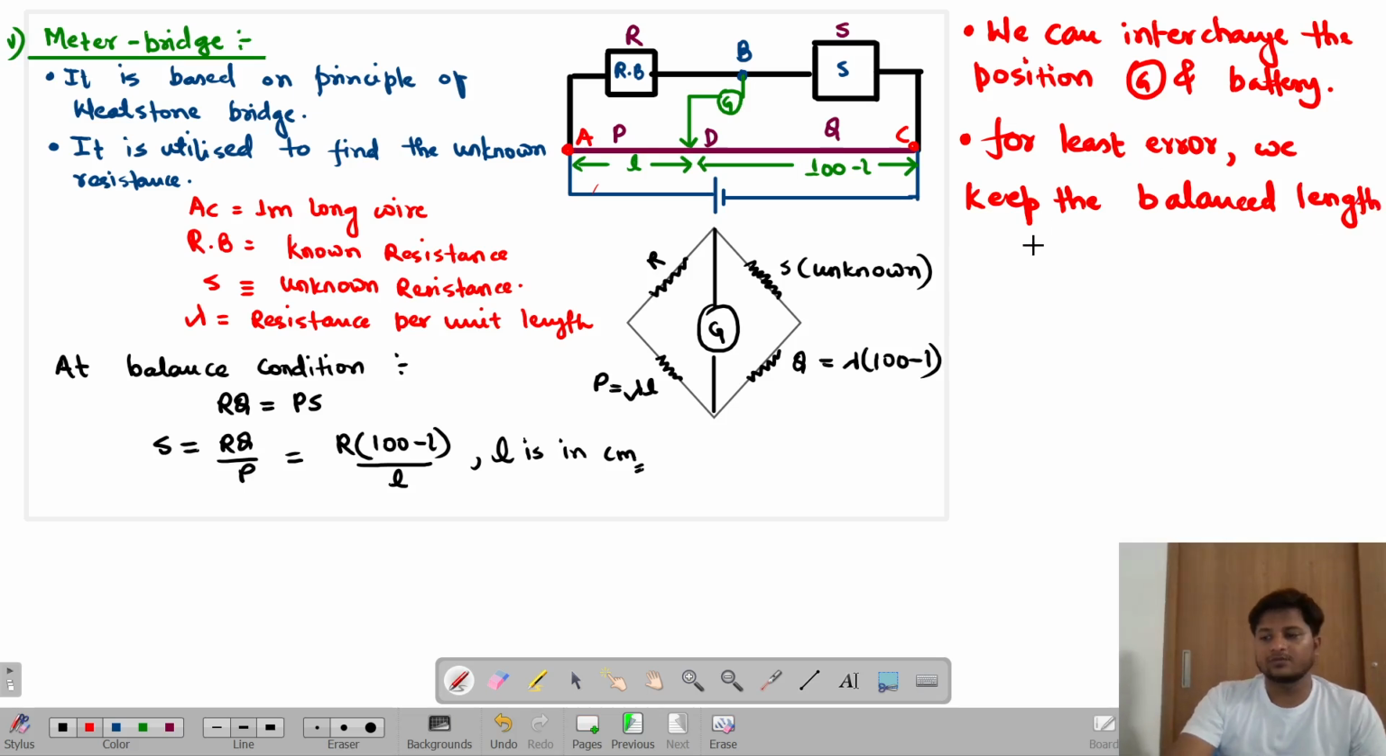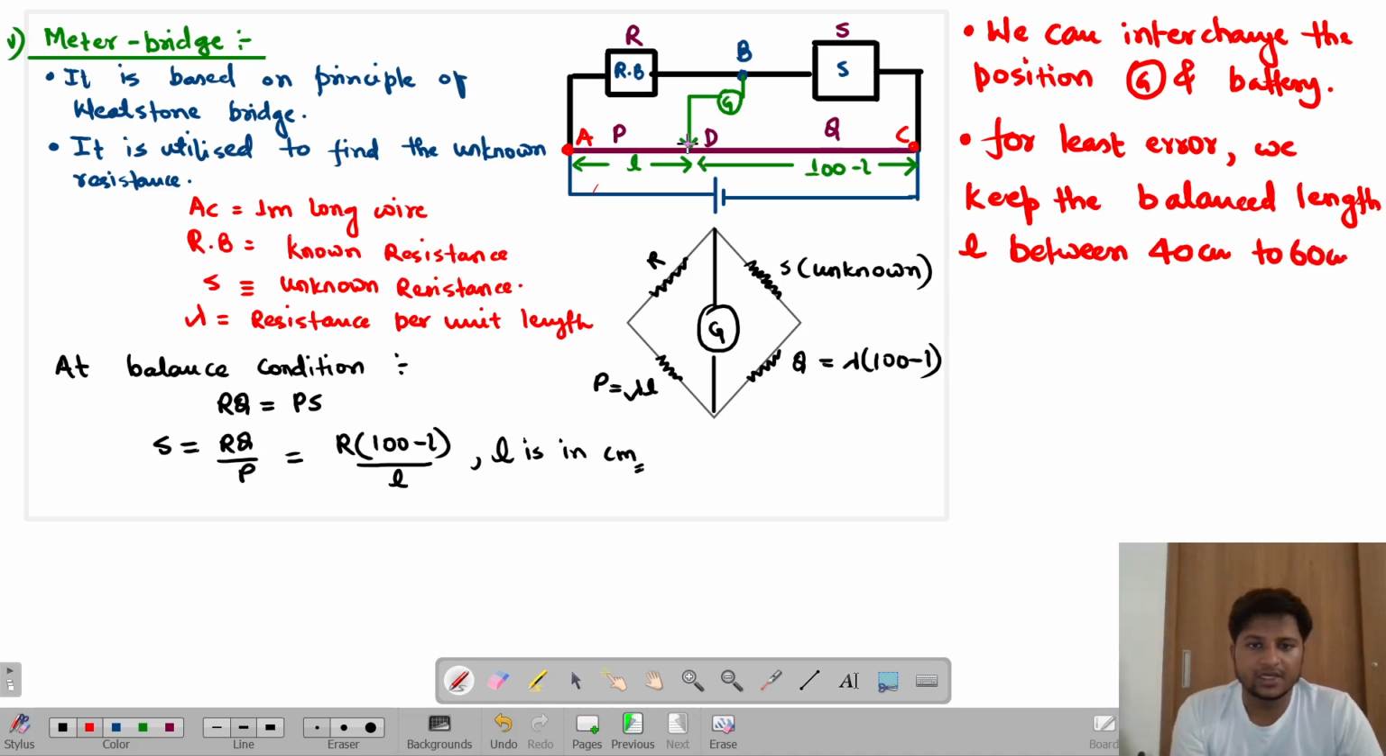For least error, we keep the balanced length L between 40 centimeter to 60 centimeter. Means this length, this jockey length, to get lowest error, we keep it between 40 and 60 centimeter. Are you able to get me or not?